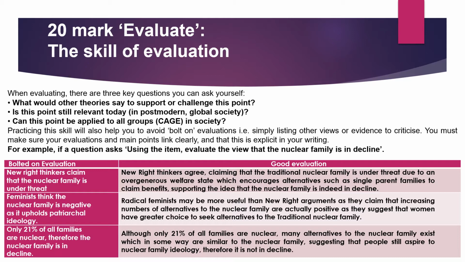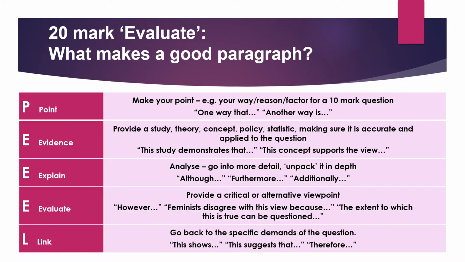Second one, feminists think the nuclear family is a negative as it upholds patriarchal ideology, which, if you think it's just an AO1, is just a bit of knowledge. The good evaluation is saying that radical feminists may be more useful than the right, arguing that they claim the increase in numbers. So again, it's about making sure that you're not just bolting on a random sentence and hoping that that will count as evaluation. You're making the evaluation relevant. Why have you put it in? Why are you using it? What's it got to do with the question?